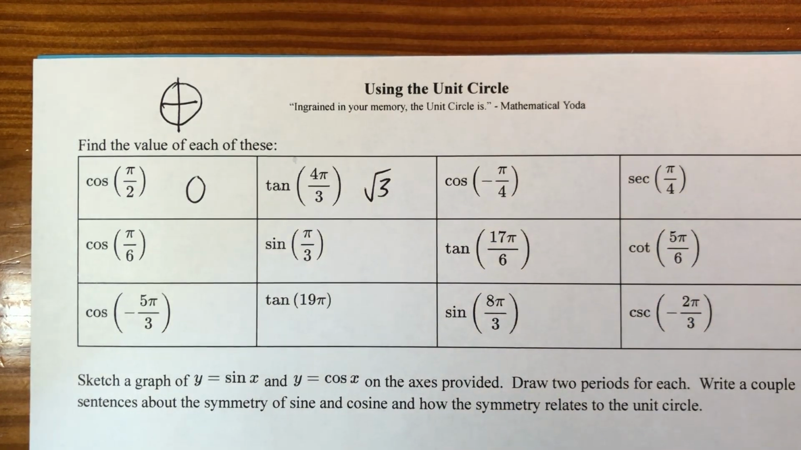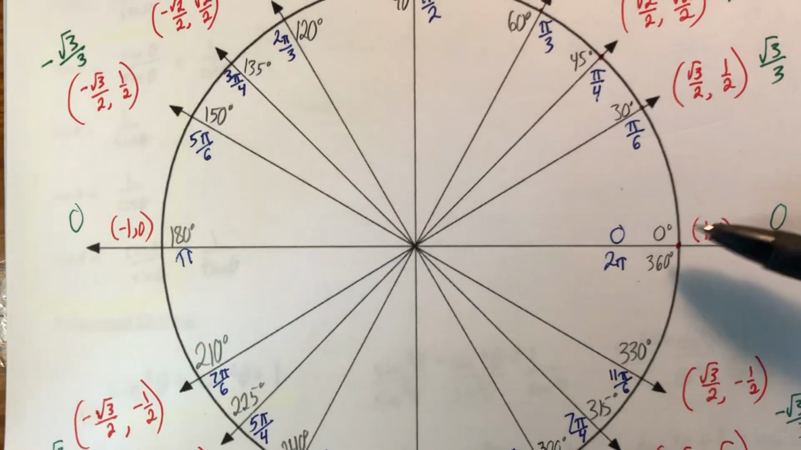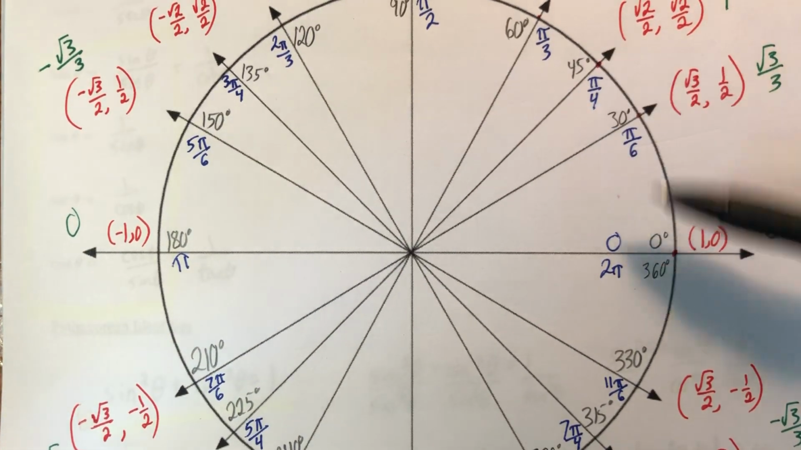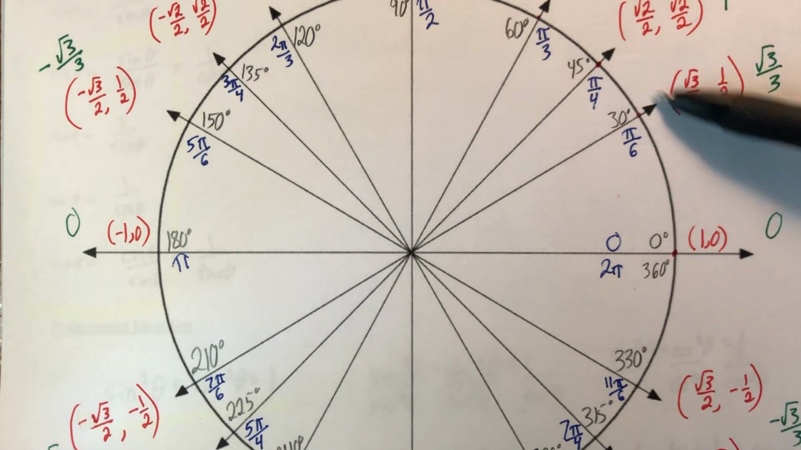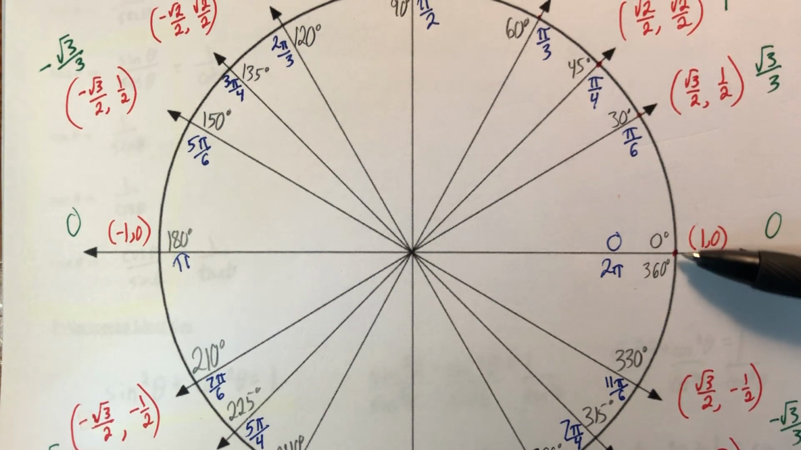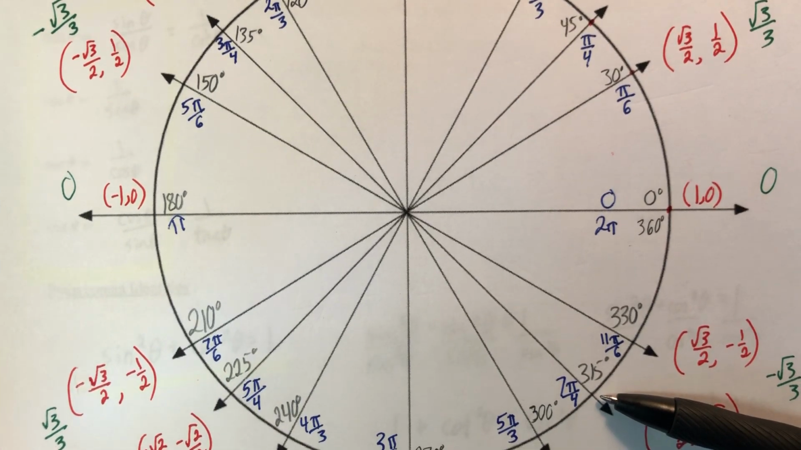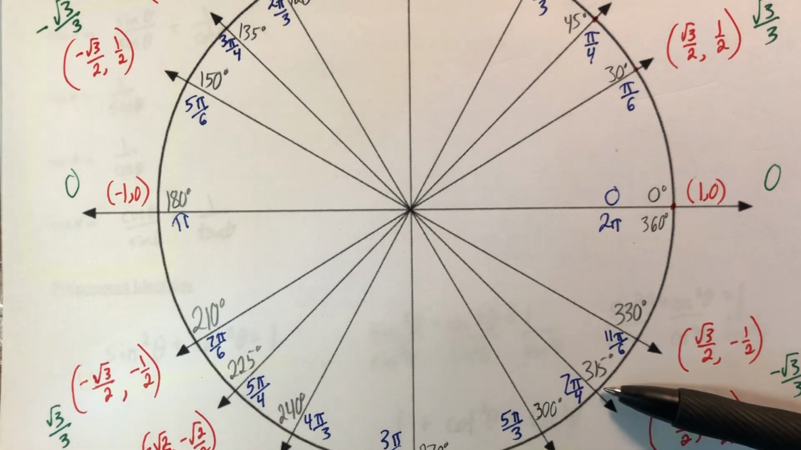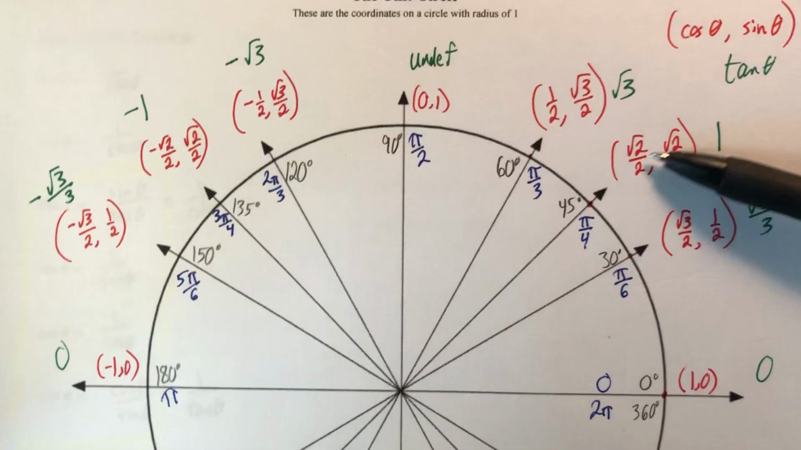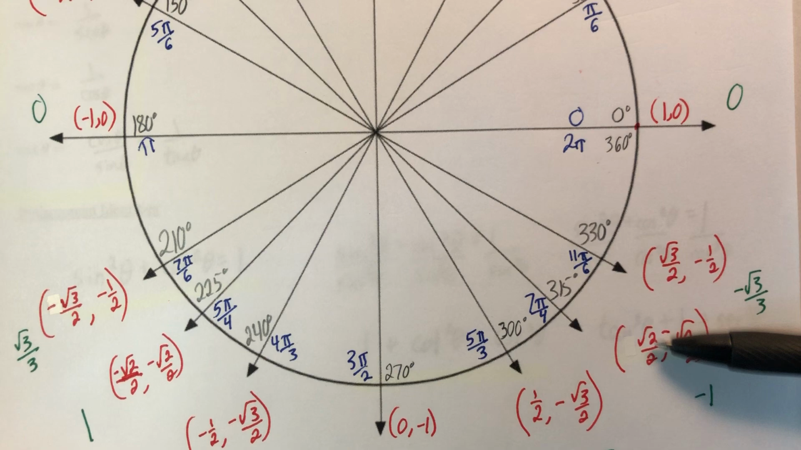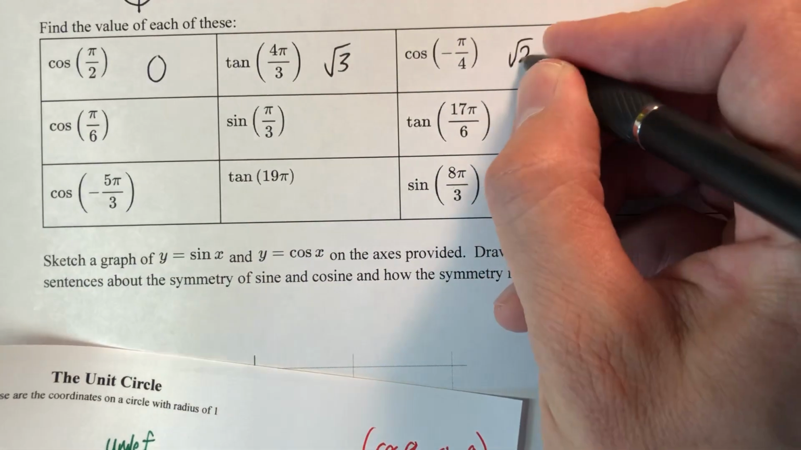Cosine of negative pi over 4. Oh my goodness, what are we going to do? We have a negative angle. Okay, so instead of going to pi over 4, we're going to go the opposite direction, but we're going to go the same length. So instead of going this distance, we're going to go this distance here. It's basically the equivalent of 7 pi over 4. They did ask for the cosine, and that would be square root of 2 over 2, which is exactly the same as this one, but I wanted it here. So square root of 2 over 2.